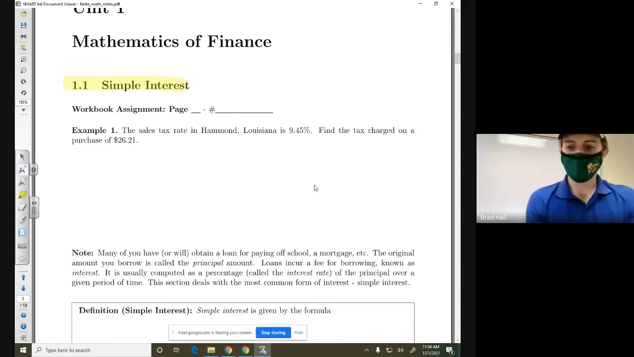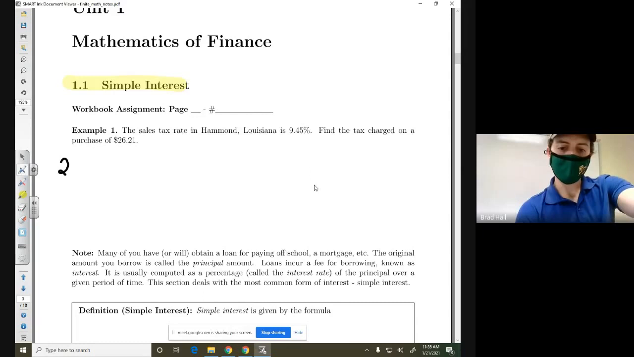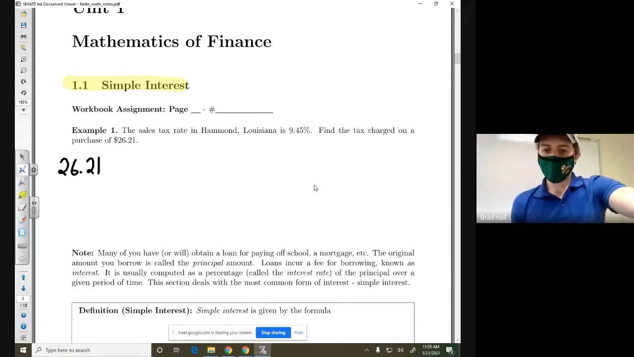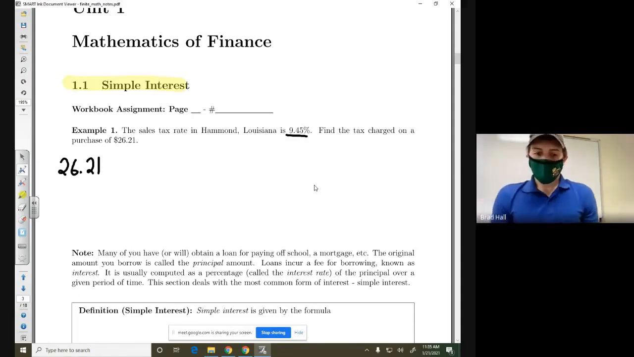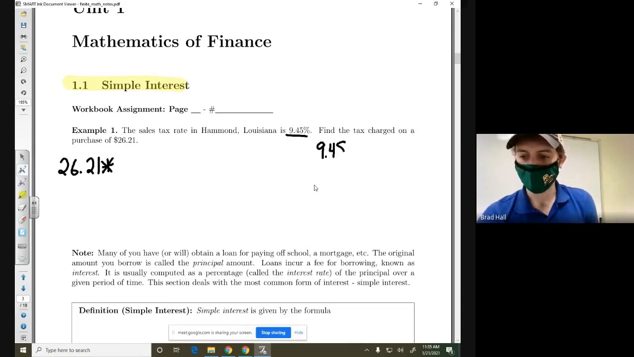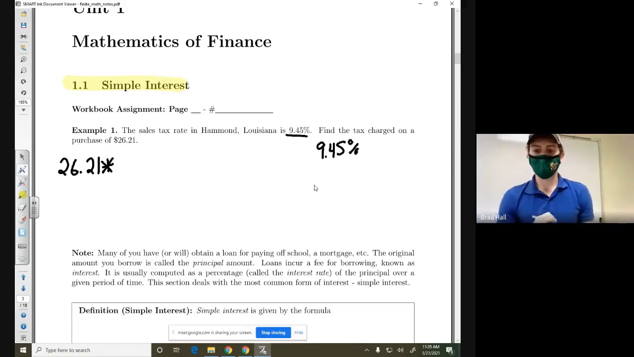So we have to do something where we take the $26.21 and determine how this 9.45 affects it in order to get the tax, or in other words, that particular percentage of 26.21. Now, some of you might already know how to do this, but we want to multiply not 9.45%. So we never want to use the percent value, or else it's going to say that you're going to pay a tax of over $100, which wouldn't make any sense.